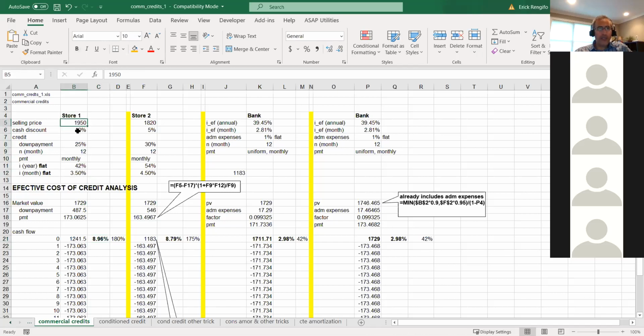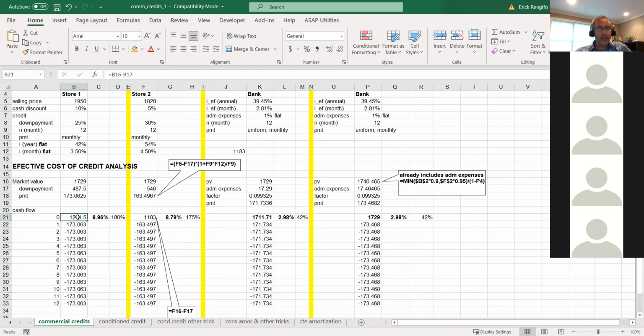So we have 1,900. If it's cash, 10% discount, 5%. So this is the data I already provided to you. My market value, as you said, is 1,729. In this case, I have a down payment of 487, and in this case, 546. The payment that we have computed, 173, 163. And then in order to compute my cost of capital, it is this minus this. The graph that I did in the Excel file there, guys. Then if you do your internal rate of return, you get an 896 here and an 879 here.